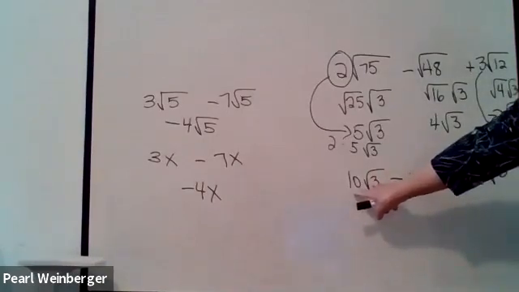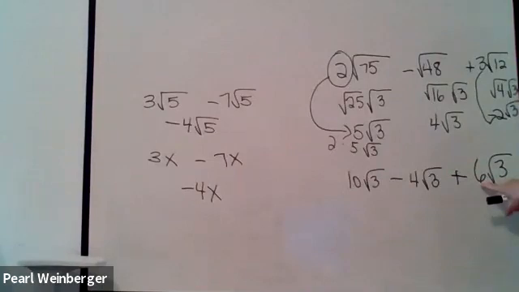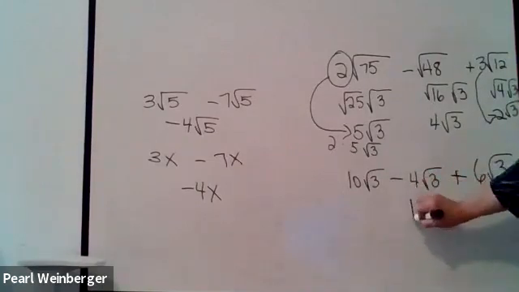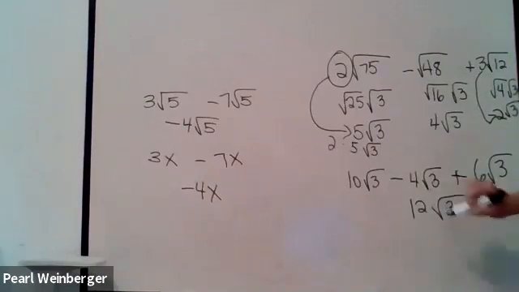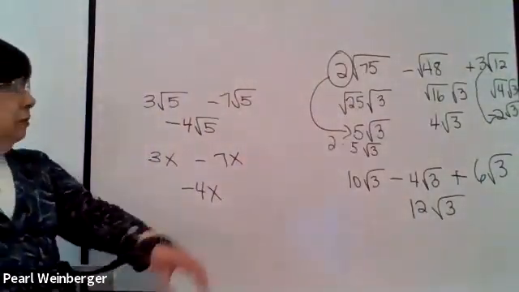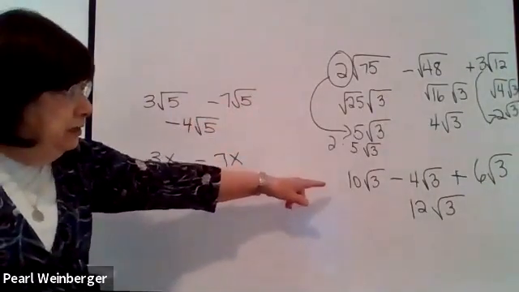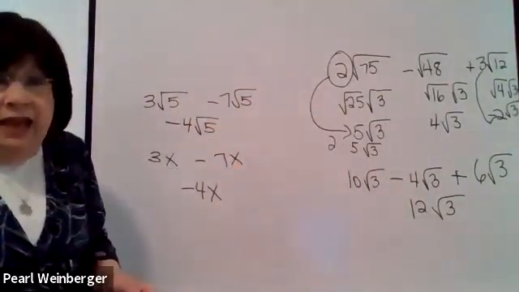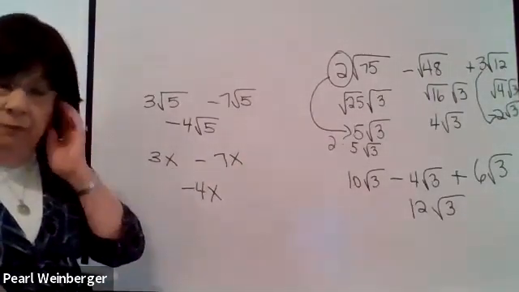Remember, combine them by just combining the numbers on the outside. 10 and negative 4 is 6. 6 plus 6 is 12. My final answer becomes 12 on the outside times radical 3. So if you know how to simplify a radical, then when you simplify them, you might get like radicals, and then you would be able to combine them.